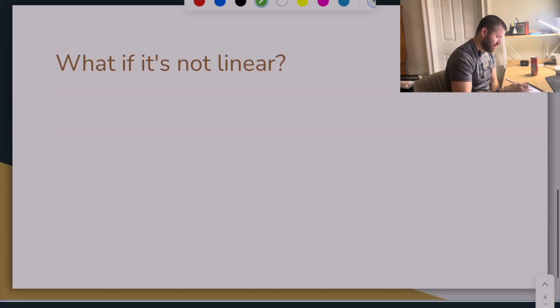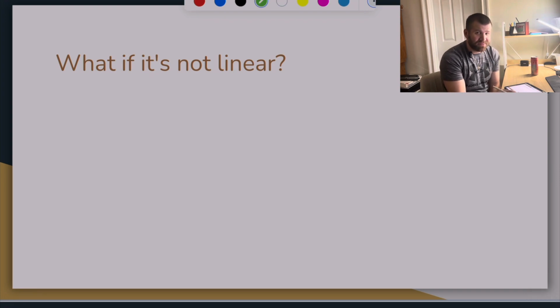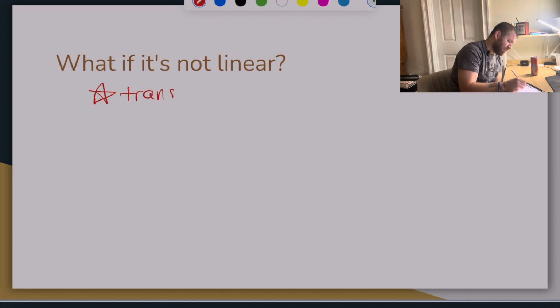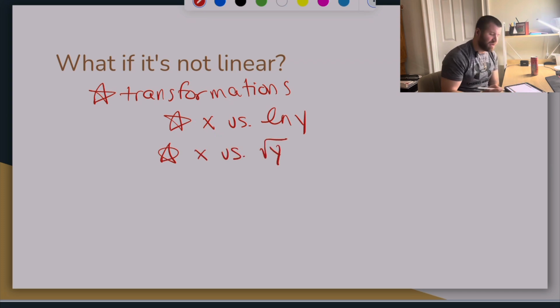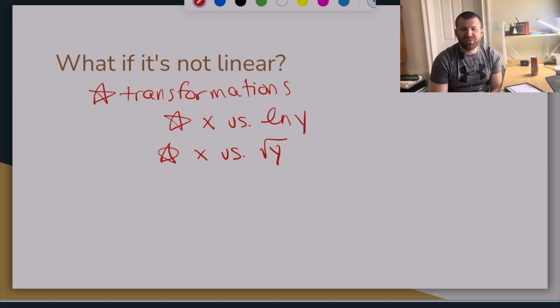So let's take a look here. What do we do if it's not linear? There's a couple of things. You may do some transformations. I haven't seen this in a while on the AP exam. One of the most common ones is x versus the natural log of y, if we think it's exponential, or x versus the square root of y, something like that. In reality, what will most likely happen is they will do the transformation for you, give you a residual plot again, and then ask you whether or not the transformation was appropriate.